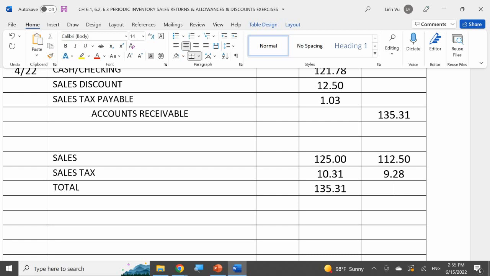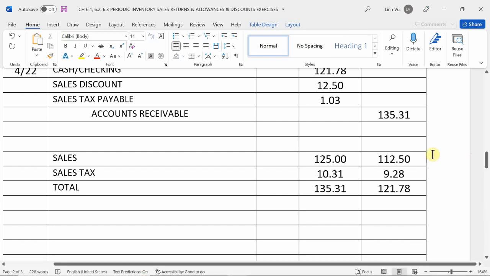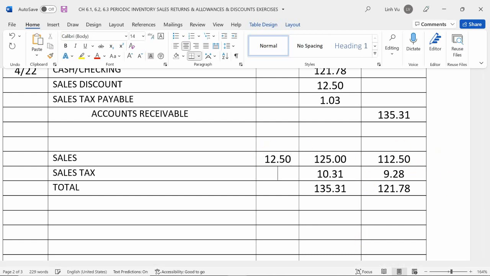So that means in grand total, $112.50 plus $9.28 is going to be $121.78. Now, what's the difference between the two? Well, how much was the discount? It was $12.50. Plus, what's the difference between 10.31 and 9.28? That is exactly $1.03. So there you go.